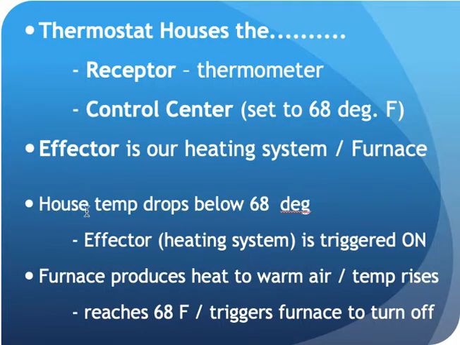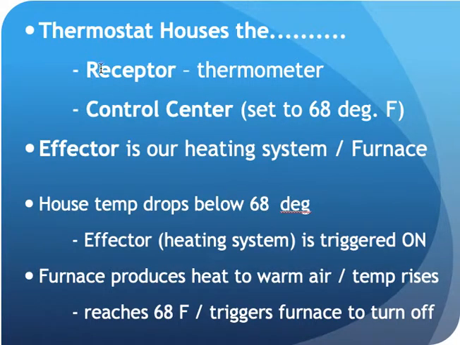But the example we have here is that if my house temperature drops below 68, and again, I said I want it to be at 68, what is my heating system going to do? I'm going to sense that the temperature has dropped below 68. I'm going to send that output to my furnace, my heating system. I'm going to turn that on. It's going to warm my house up, bring me back to 68, and then it's going to turn off. So my furnace produces heat to warm the air. The temperature is going to rise. As soon as I get back to my number 68, my furnace is going to turn off, and I'm back to homeostasis.